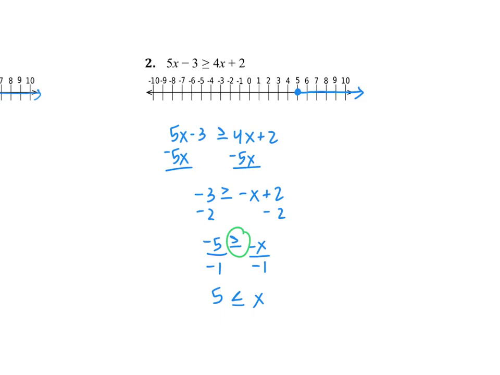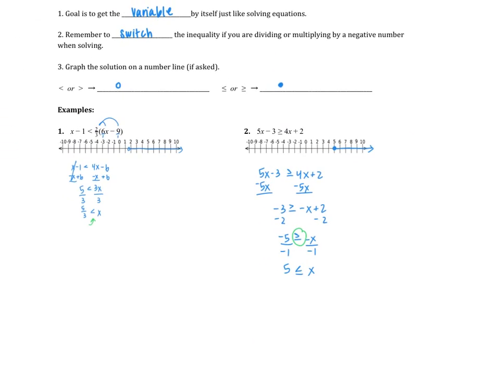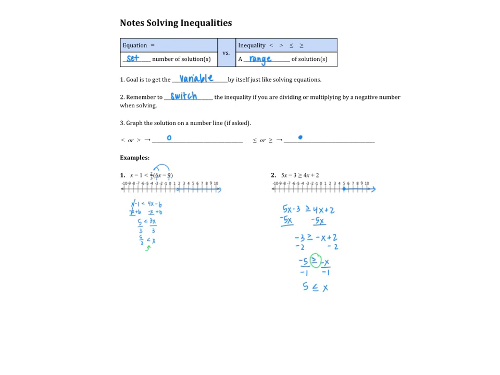Now, if that had said less than, then I would have just drawn it going to the left instead of to the right. So in solving inequalities, we're going to get the variable by itself, just like solving equations. We're going to remember to switch the inequality for dividing or multiplying by a negative number. And then on the graph, we're going to make sure that if we have a less than or a greater than, it's going to be graphed as an open circle. And then if it's a less than or equal to or greater than or equal to, it's going to be a solid point. So that's solving inequalities.